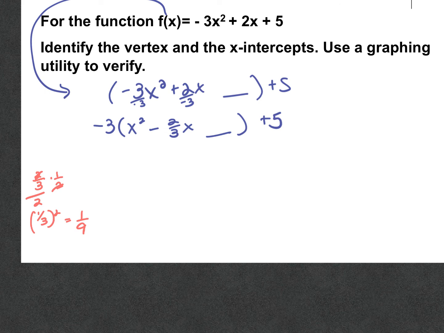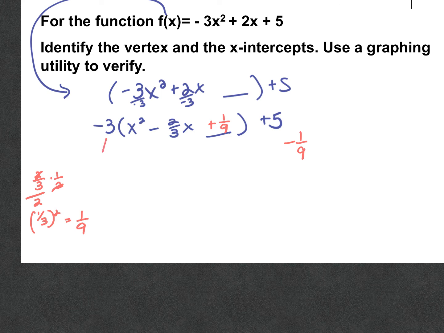So I took 2/3, I divided it by 2, or the same thing as multiplying by a half, which is 1/3, and then square it, you get 1/9. And that's what you're going to add in here. You always take b, divide it by 2, and square it. Now I would normally add it there and subtract it from here.